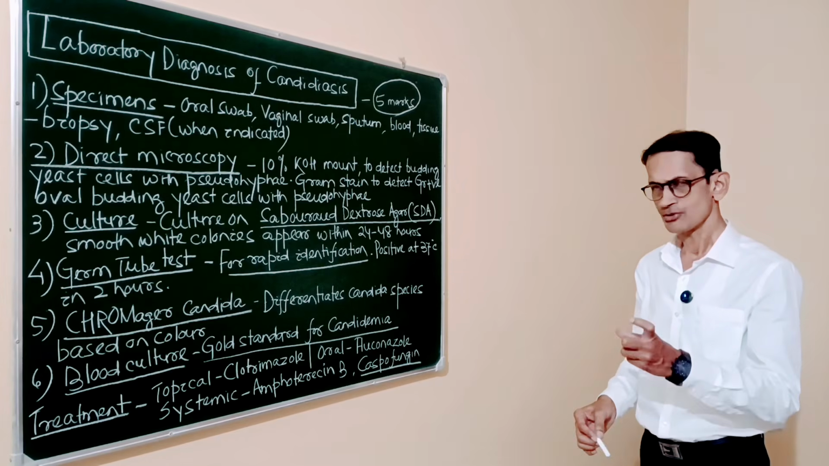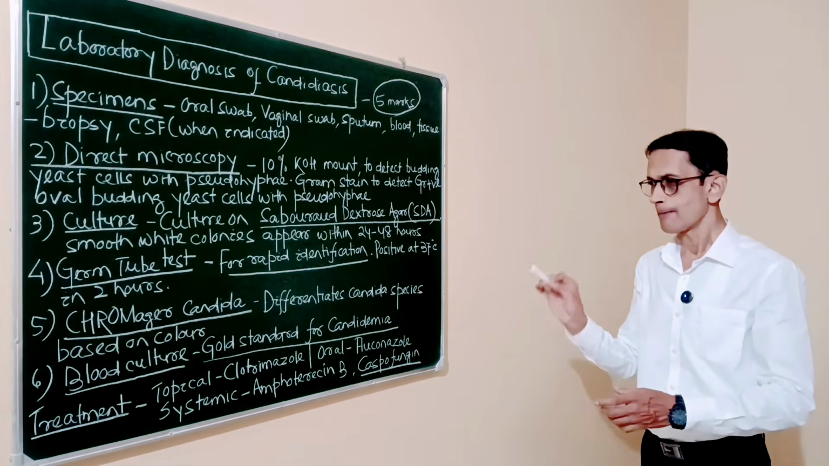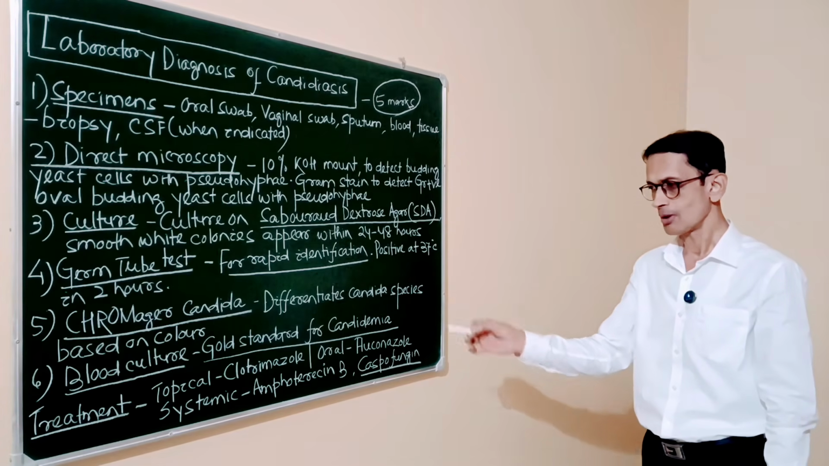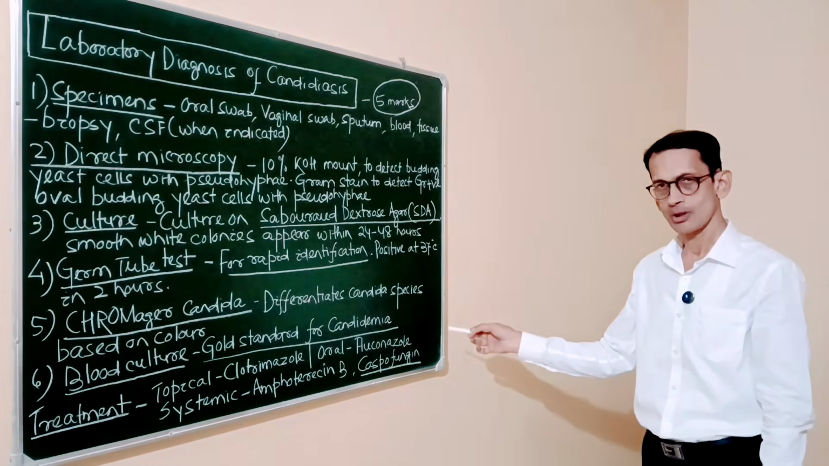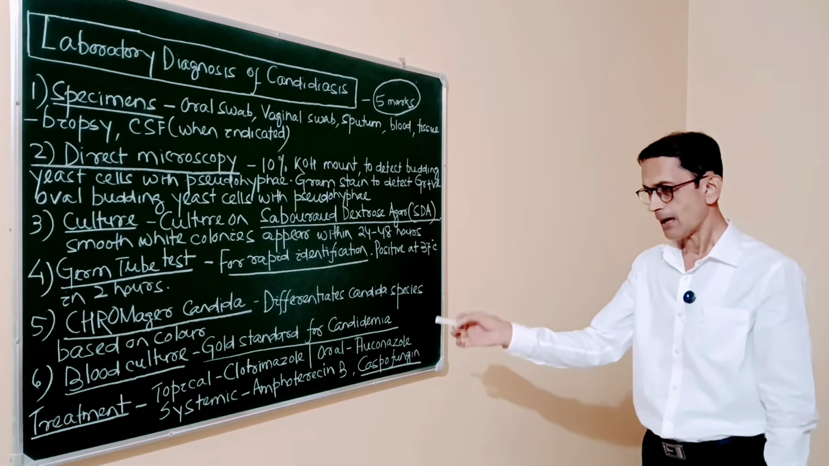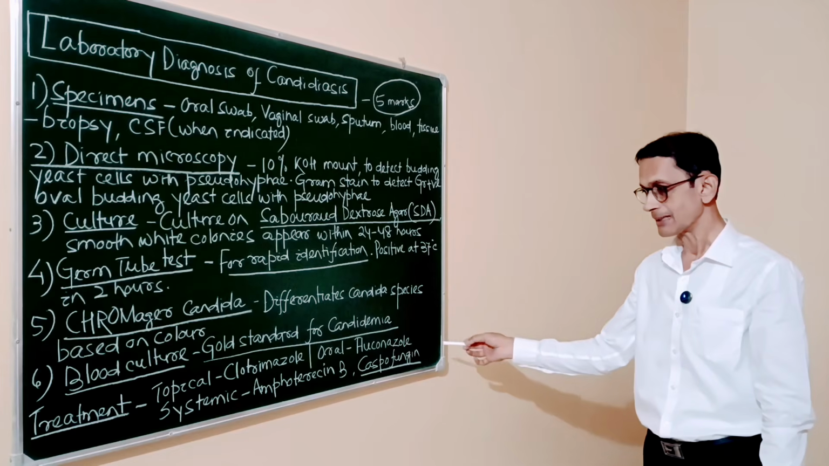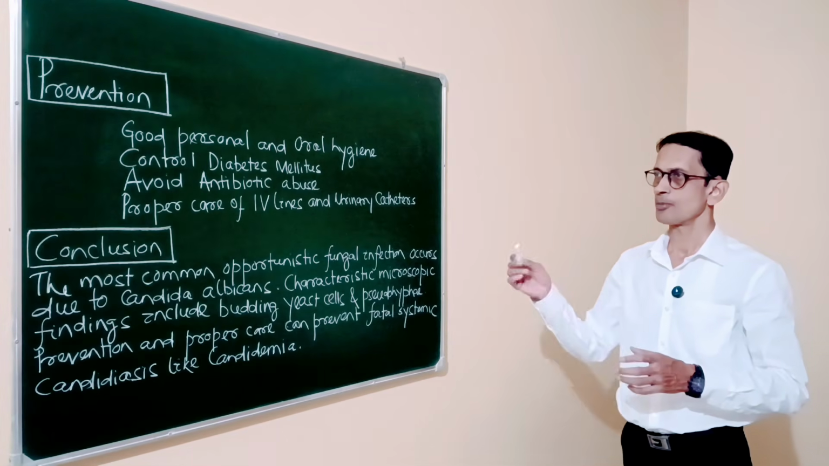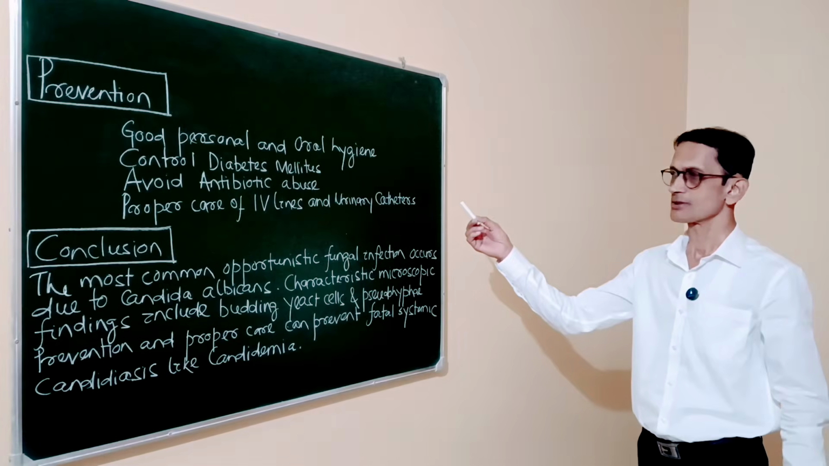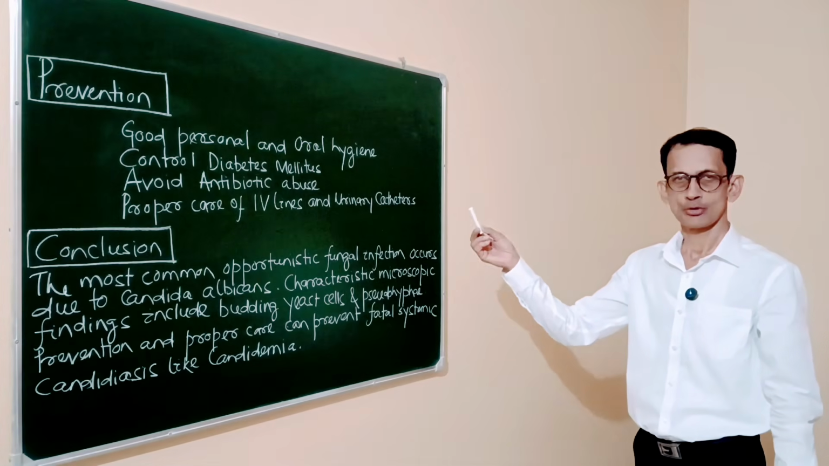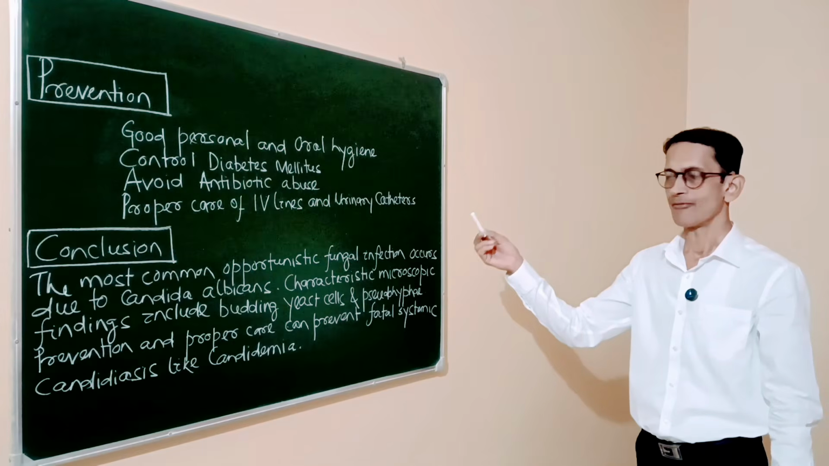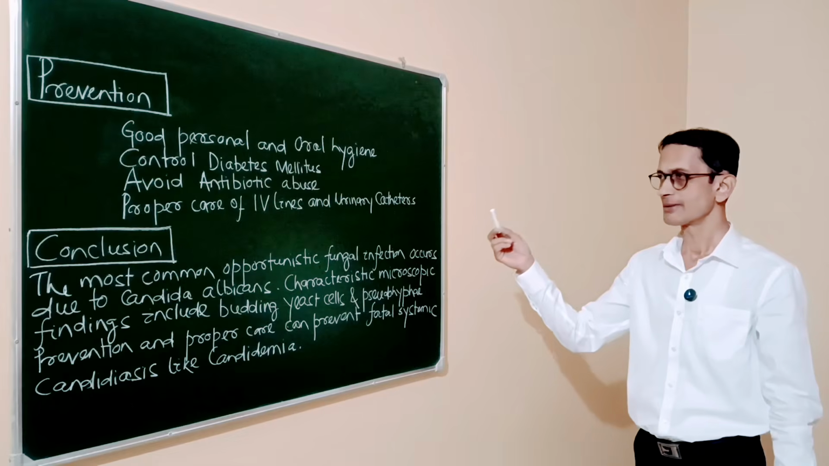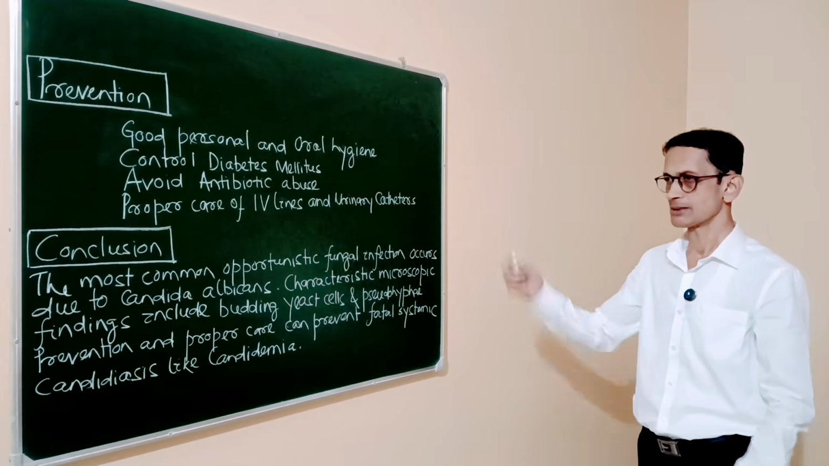Treatment, guys, mention just a few drugs to score better in this question. Topical clotrimazole, oral fluconazole, and systemic amphotericin B, and underline caspofungin. Then provide a few points of prevention: good personal and oral hygiene, control of diabetes mellitus, avoid antibiotic abuse, proper care of IV lines and urinary catheters.